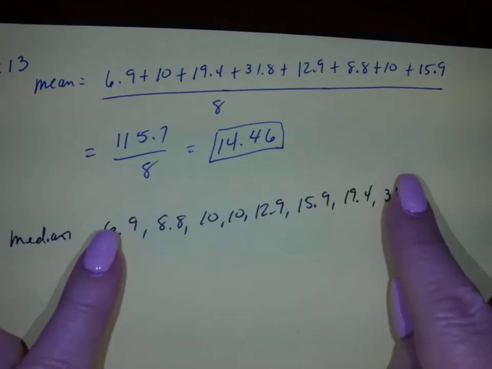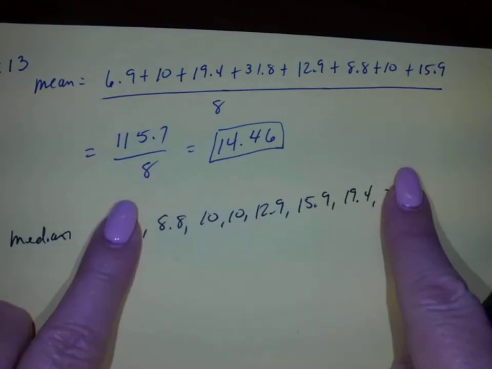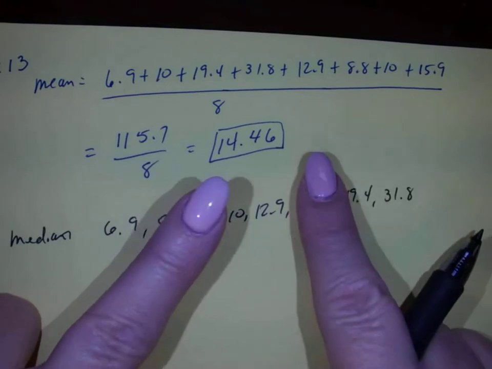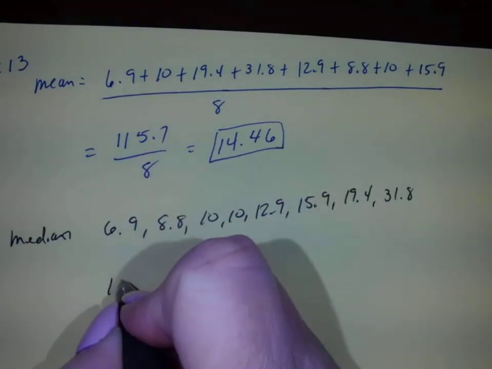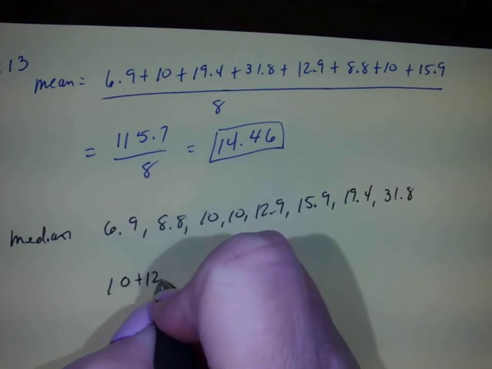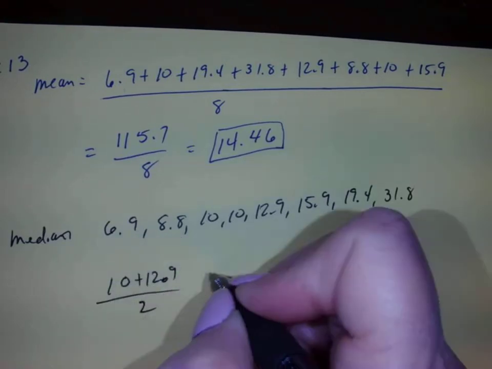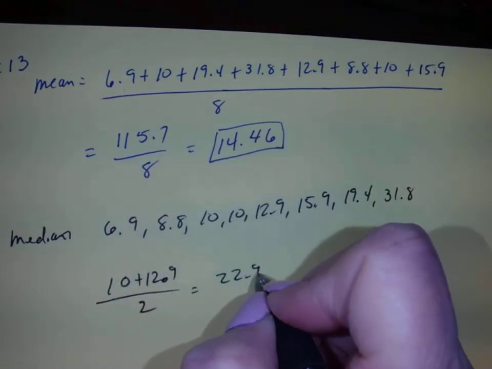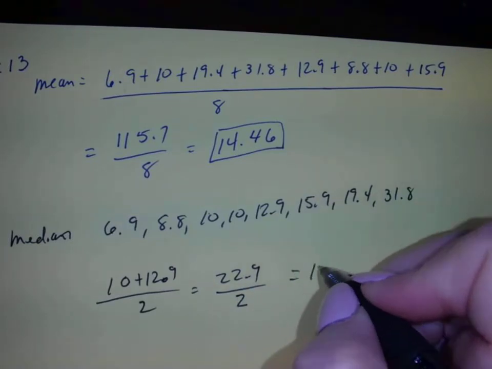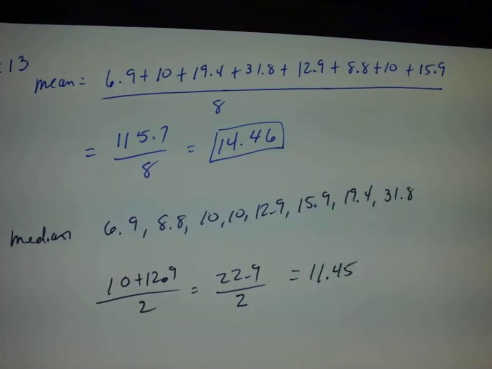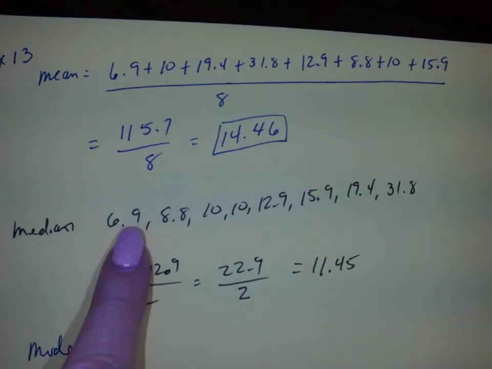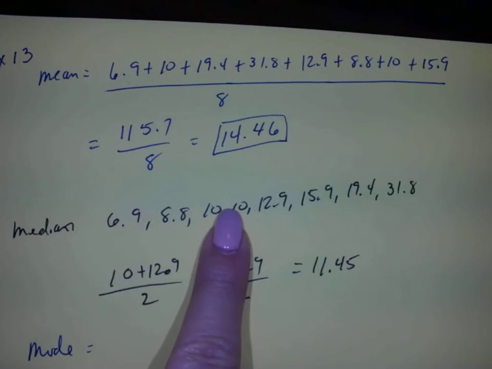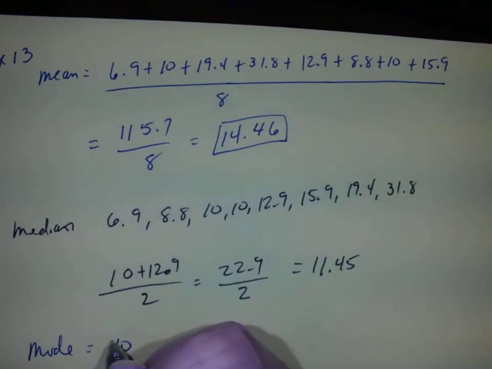Now, finding our median, we have 8 terms. So 1, 2, 3, these are our 2 middle numbers. So we'll have 10 plus 12.9 divided by 2. We'll get 22.9 divided by 2, which will be 11.45. And then we'll look at the mode. So in our list, we can see that the 10s happen twice, and they're the only ones that repeat, which is 10.